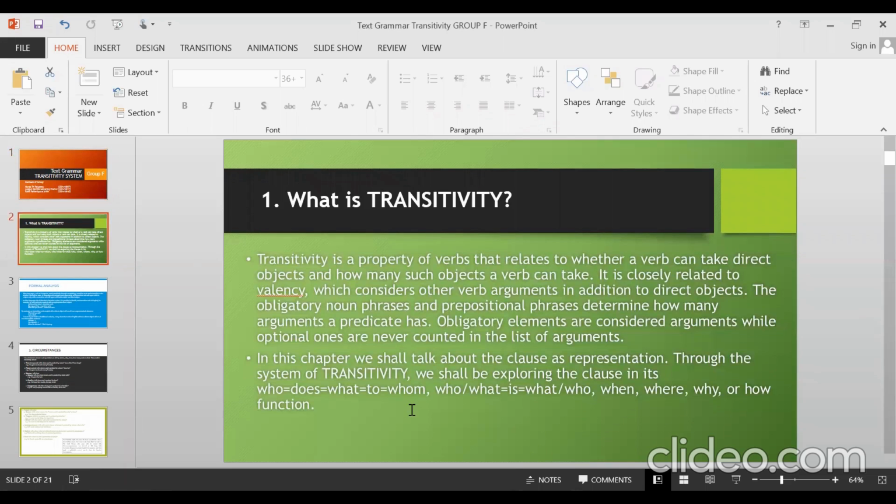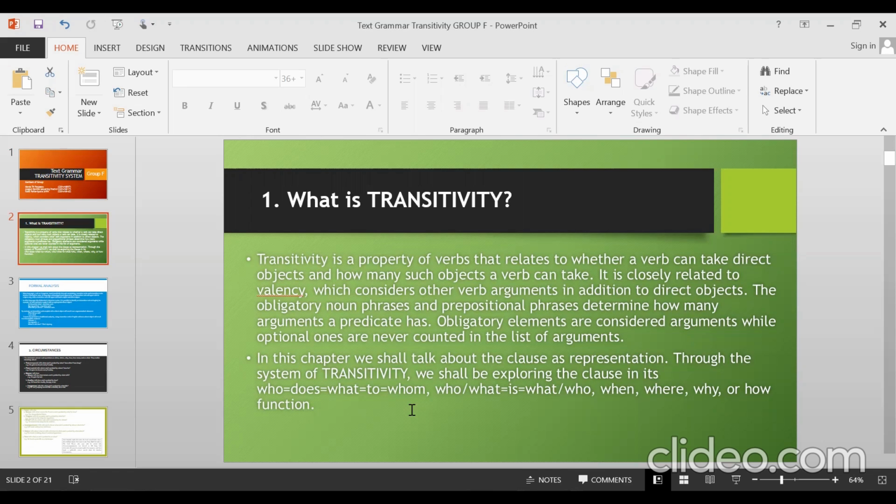What is transitivity? Transitivity is a property of verbs that relates to whether a verb can take direct objects and how many such objects a verb can take. It is closely related to valency, which considers a verb's arguments in addition to direct objects. The obligatory noun phrases and prepositional phrases determine how many arguments a predicate has. Obligatory elements are considered arguments, while optional ones are never counted in the list of arguments.